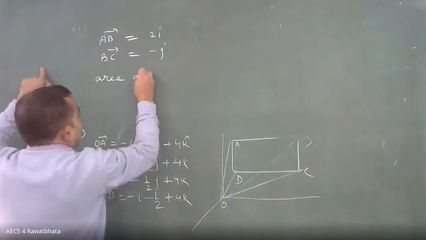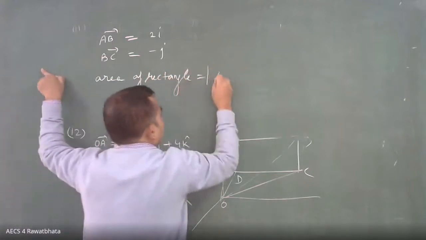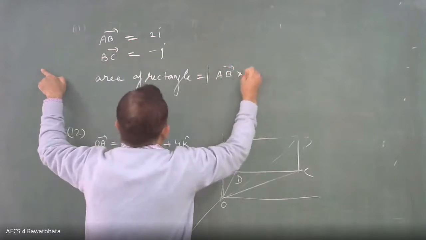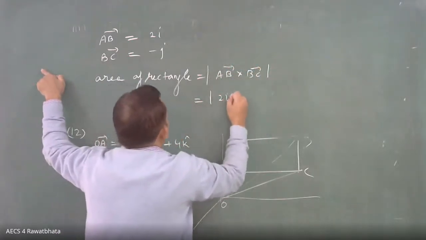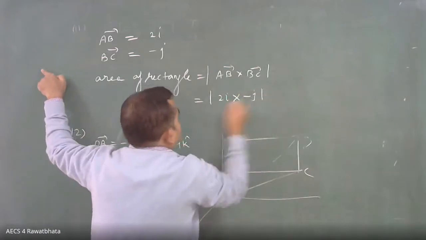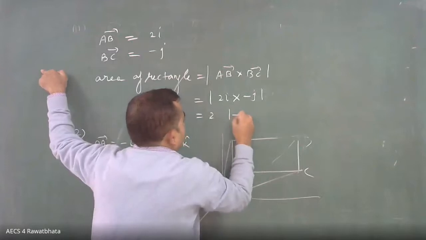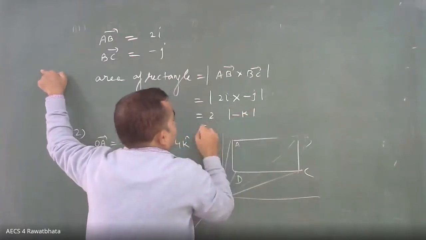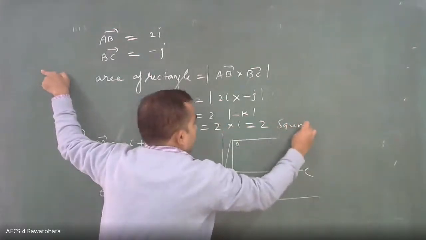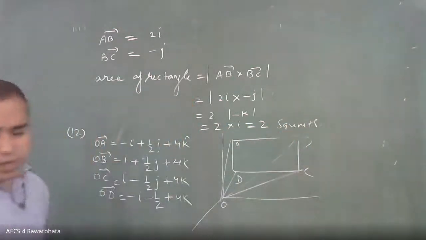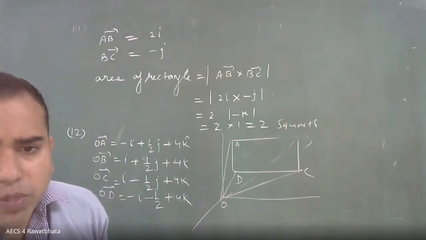And then the area of the rectangle will be the magnitude of the cross product of these two. Super easy. 2 i cap cross minus j cap. 2 out. i cross j is k. So minus k, whose magnitude is 1. So 2 units, 2 square units. Right? This should be the answer. You can check it, you can verify it. So this was the last, 12th question.